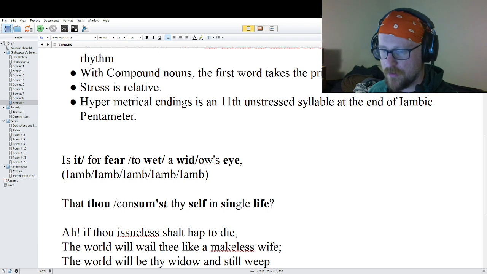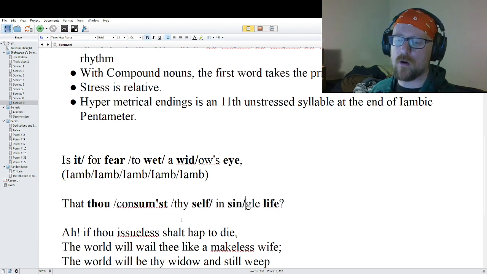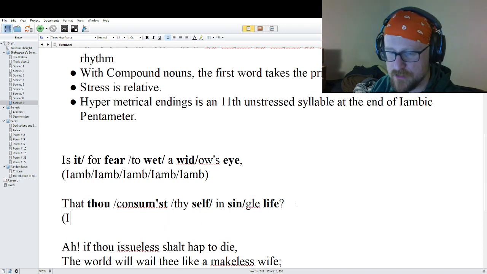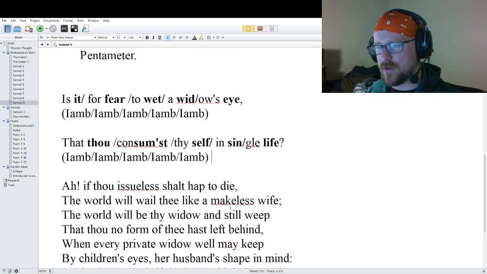And then we have our wonderful beat here. Look at that. That thou consumest thyself in single life, right? So this is, again, iambic pentameter. There's no crazy things going on, pretty simple.